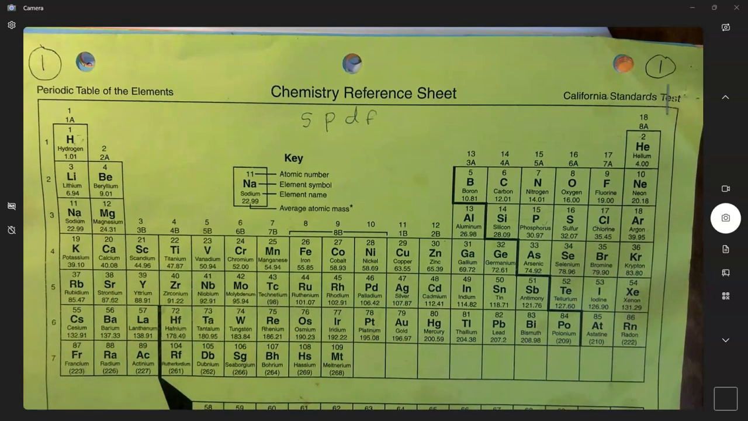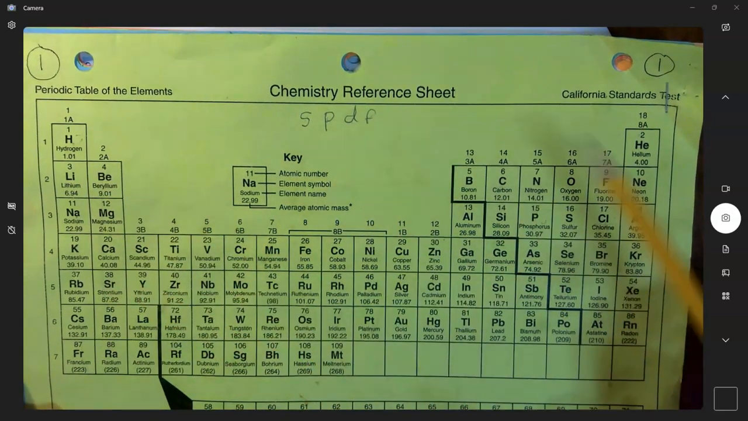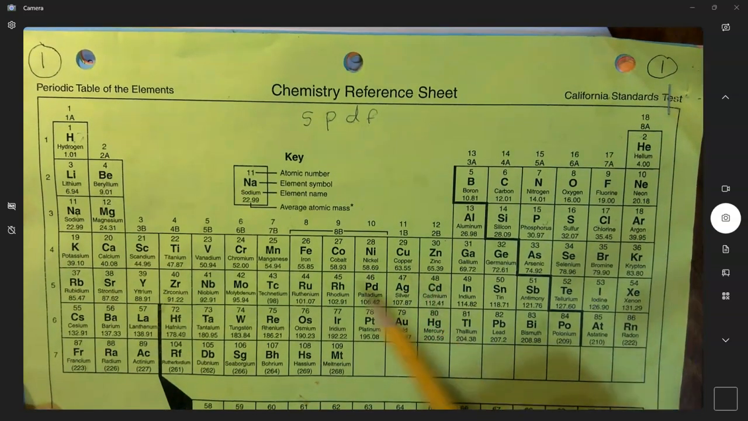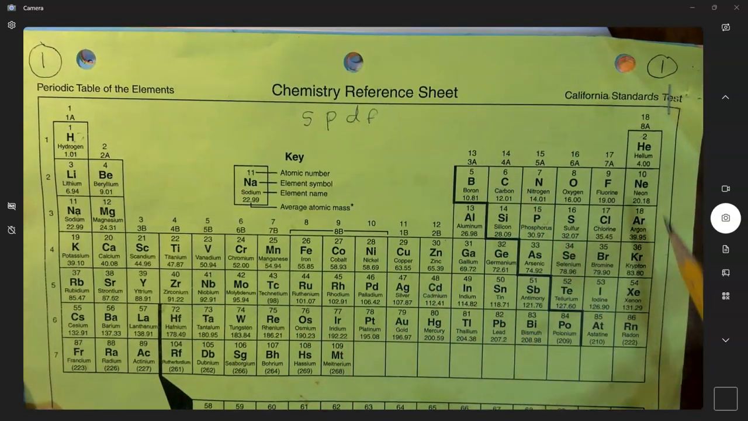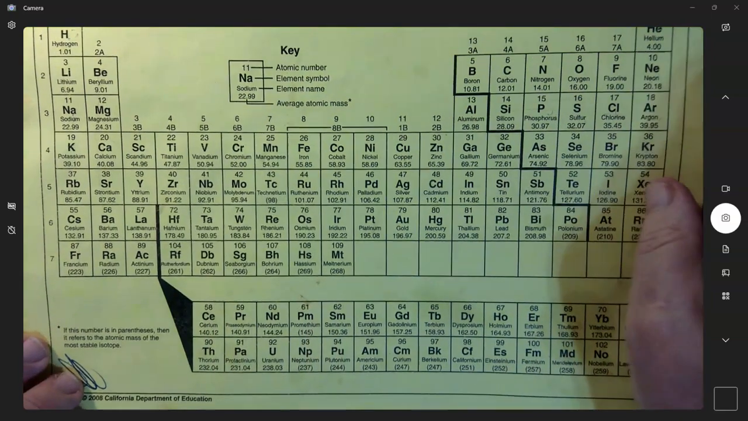And I'm going to have you stop right there at 5s. So it's just like reading a book. The S's are here, except for helium, the one exception. The P's are this block here. The D's are the transition metals, and the F's, which we're not going to deal with, are the rare earth metals down here. Some of these down here.